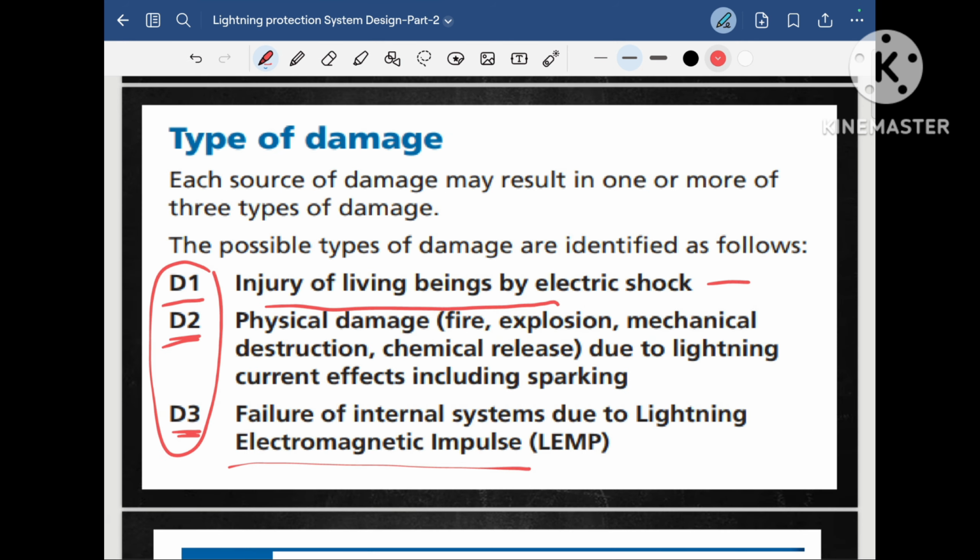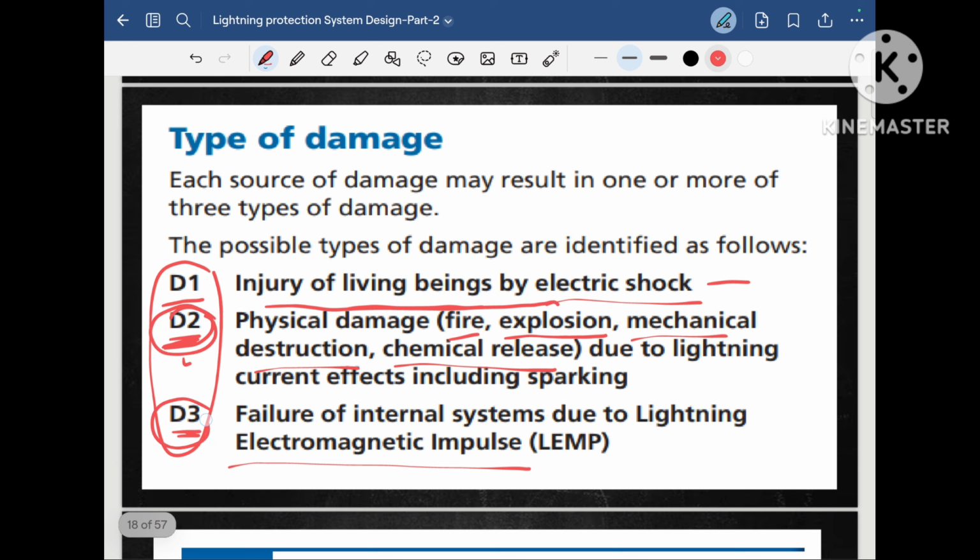As I told you, due to lightning strike of S1, S2, S3 and S4 type, there could be an injury of living beings due to electrical shock. D2 type is physical damage, like the structure can collapse, there can be explosion, fire, chemical release, or mechanical destruction. That type of damage comes under D2 type.